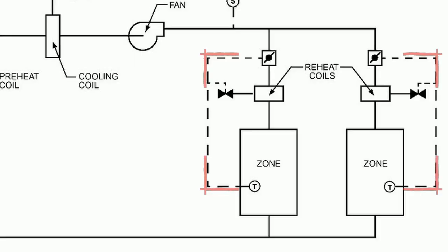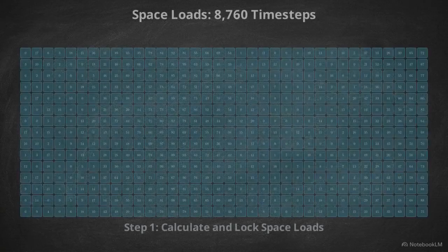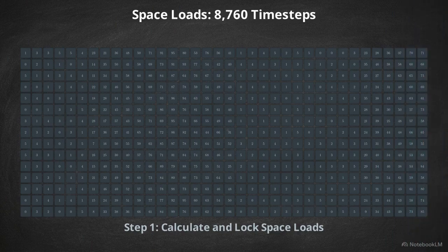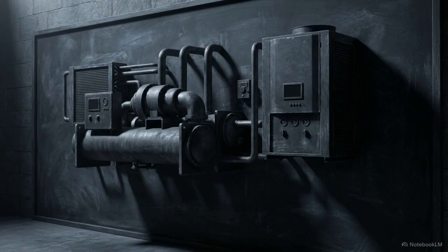This schematic details a secondary system. Specifically, these are the variable air volume terminal units and reheat coils that distribute the conditioned air to the actual building zones. In a sequential model, all individual space loads are pre-calculated and fixed for every hour of the year before the secondary system or primary plant models ever run.